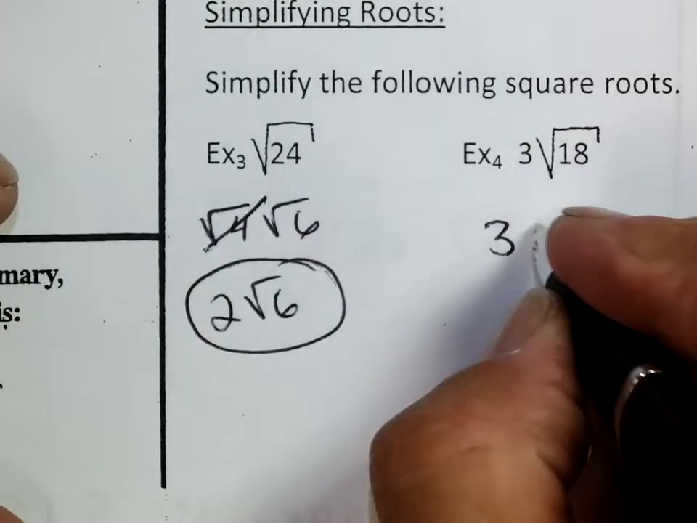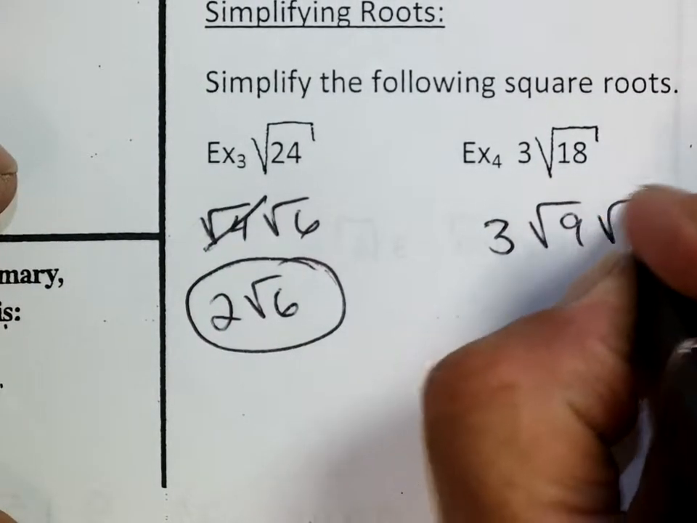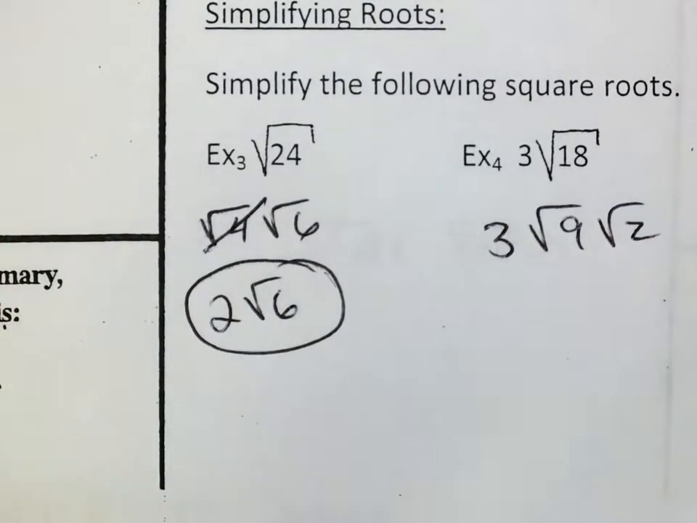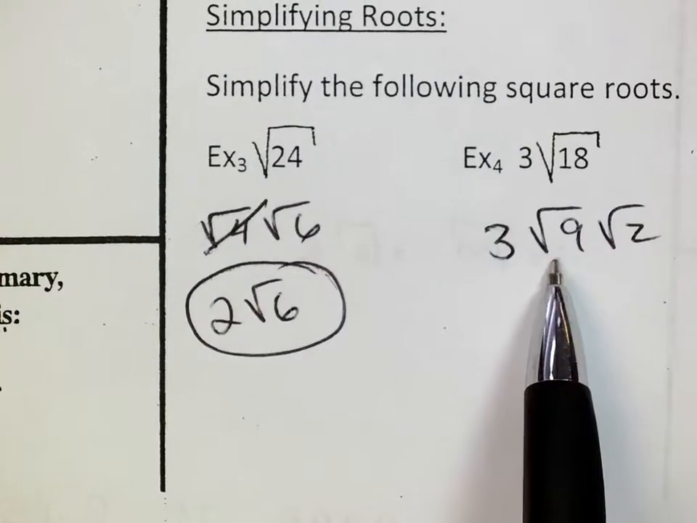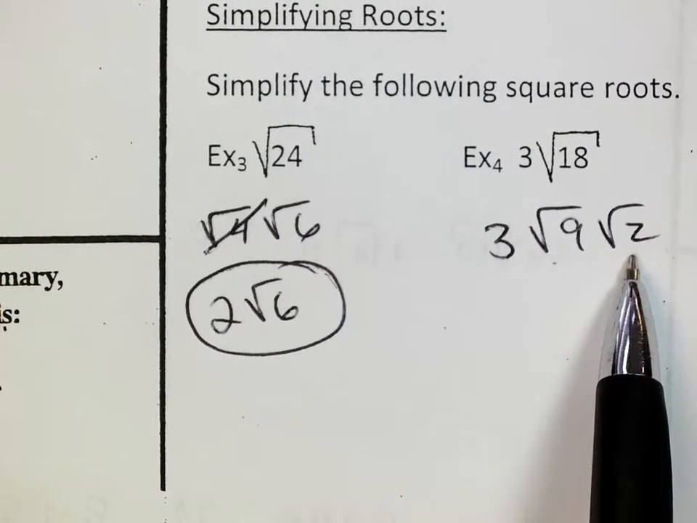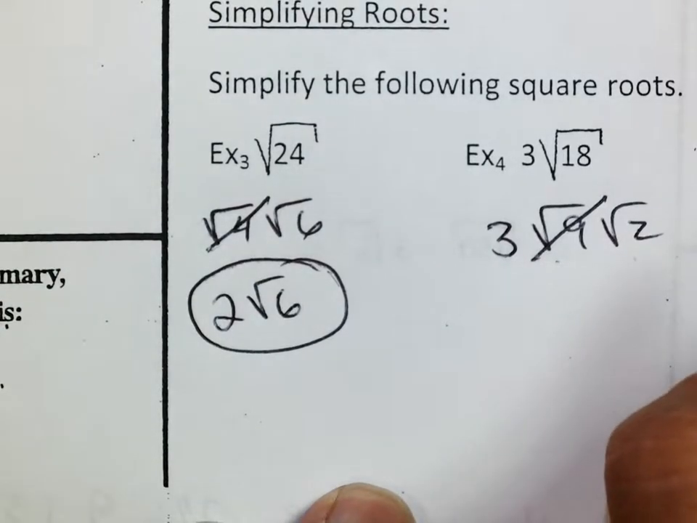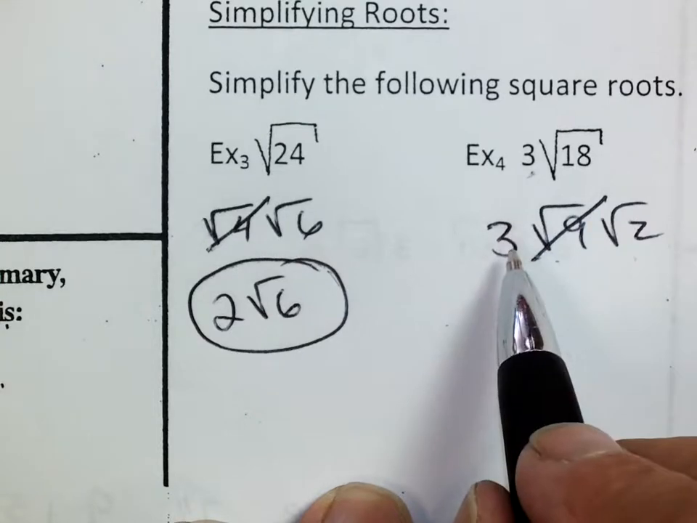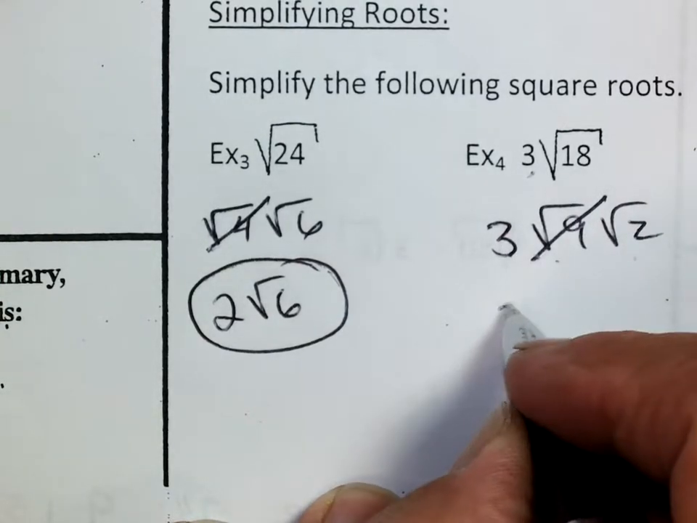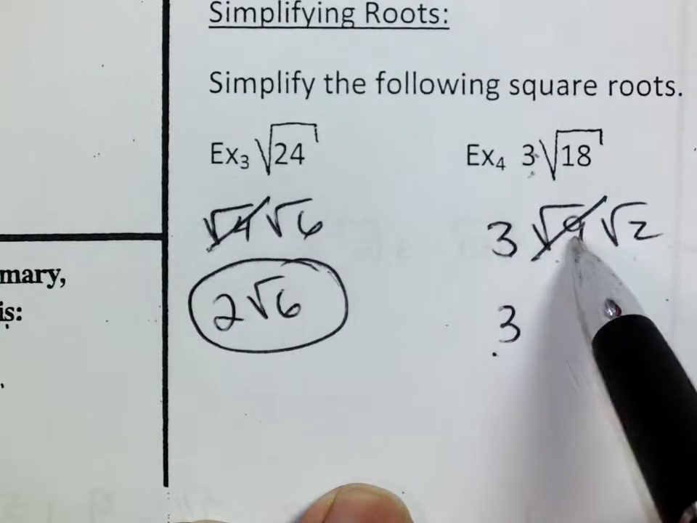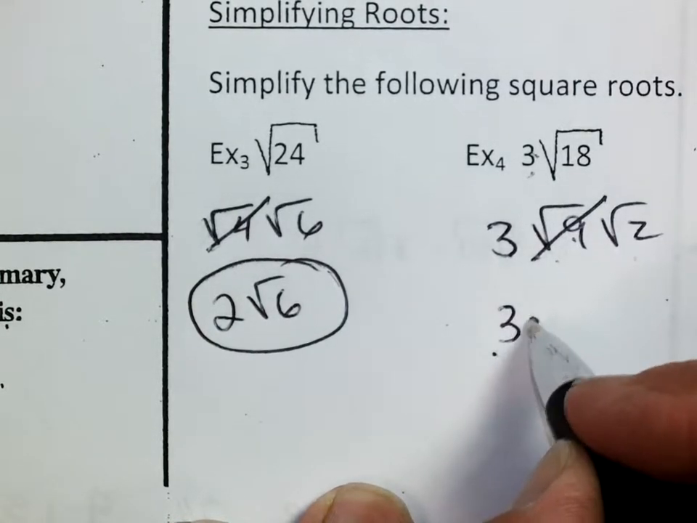So I'm going to go square root of 9, square root of 2. Now it's still square root of 9 square root of 2 because I have not taken a square root. So let's take a square root. Square root of 9 is 3. Now watch, don't get confused. This 3 is still this 3. Square root of 9 is another 3, right?